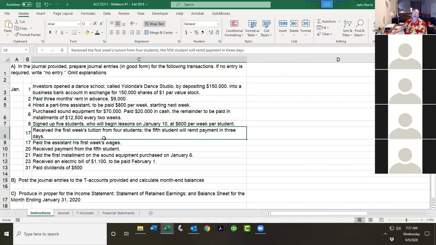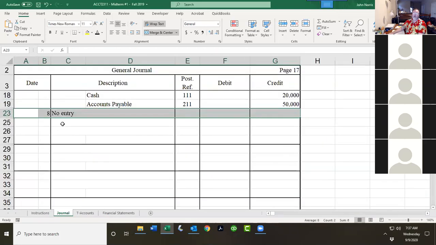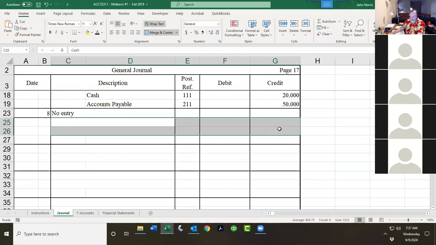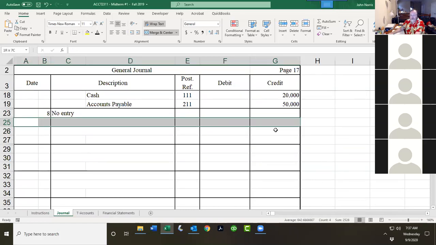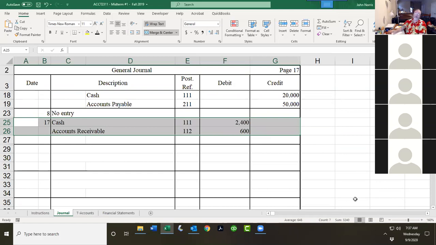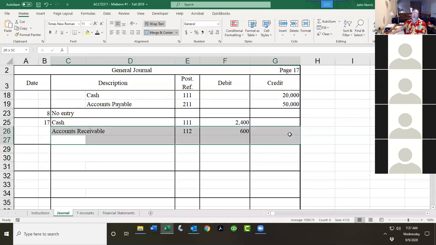Then on the 17th, we received first week's tuition from 4 students. The 5th student will remit payment in 3 days. So on this one, we have 2 debits. We've received cash in the amount of $2,400 for the 4 students who paid us. And then we have a promise to pay of $600 from the 5th student, whose parent apparently picked them up without a checkbook with them. And then all of that is tuition revenue.